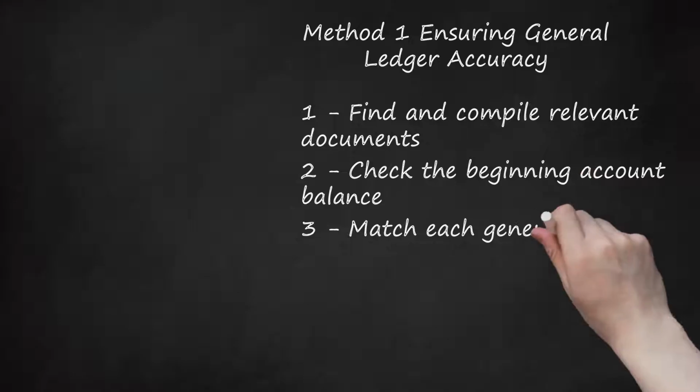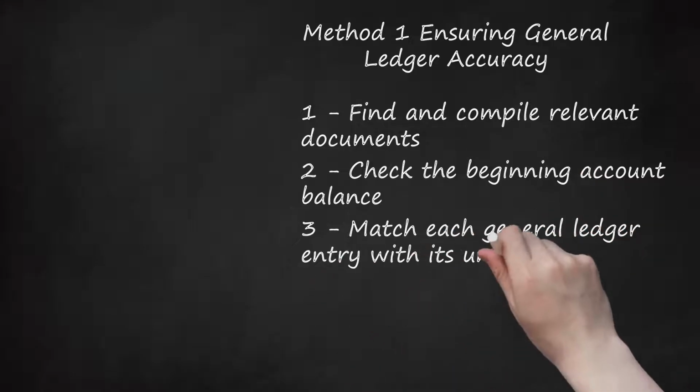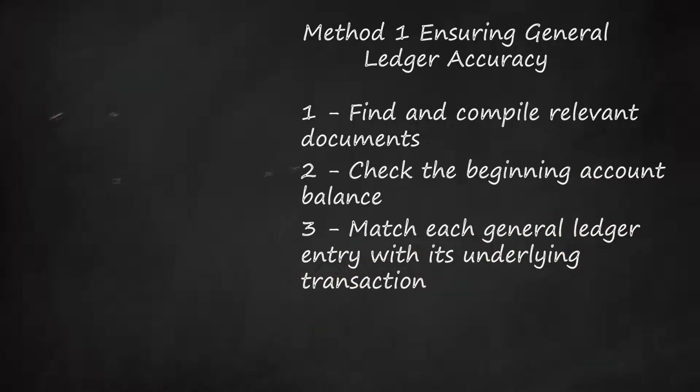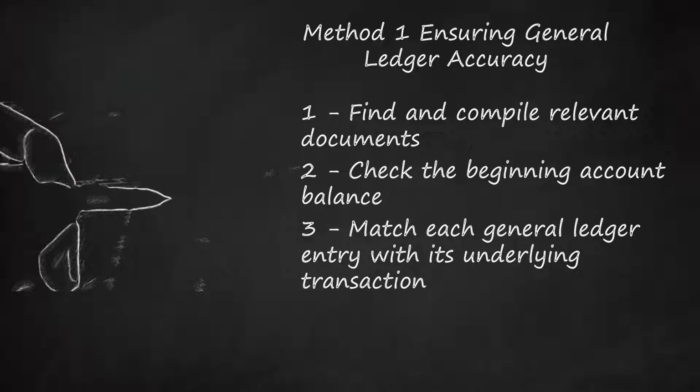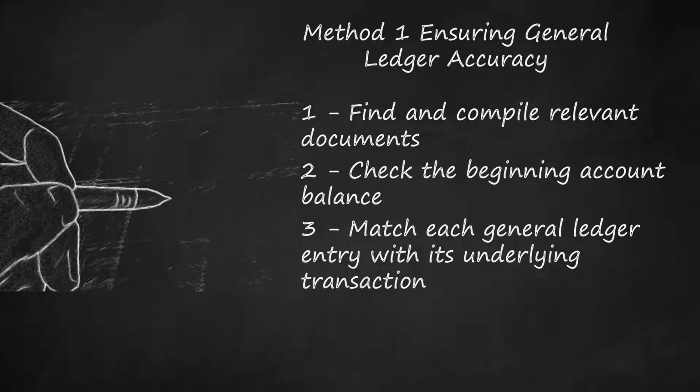3. Match each general ledger entry with its underlying transaction. Go back and look at each transaction that affected this account. If proper accounting procedures were followed, each general ledger entry should have a reference to an invoice or receipt number that will make finding the documents simple.